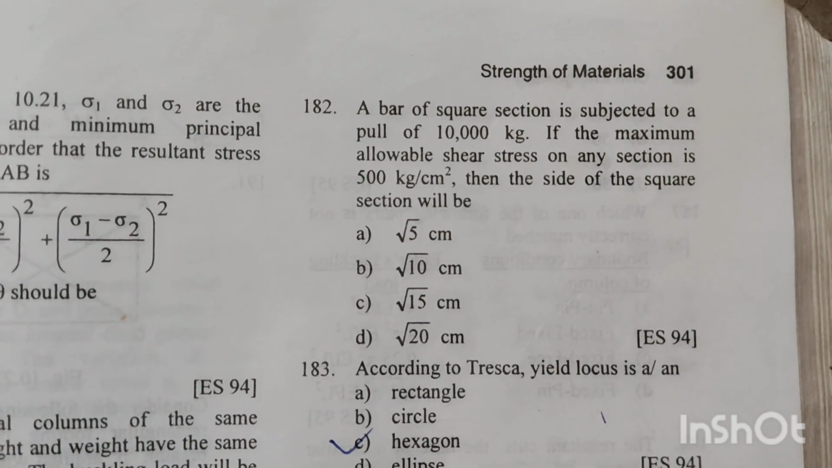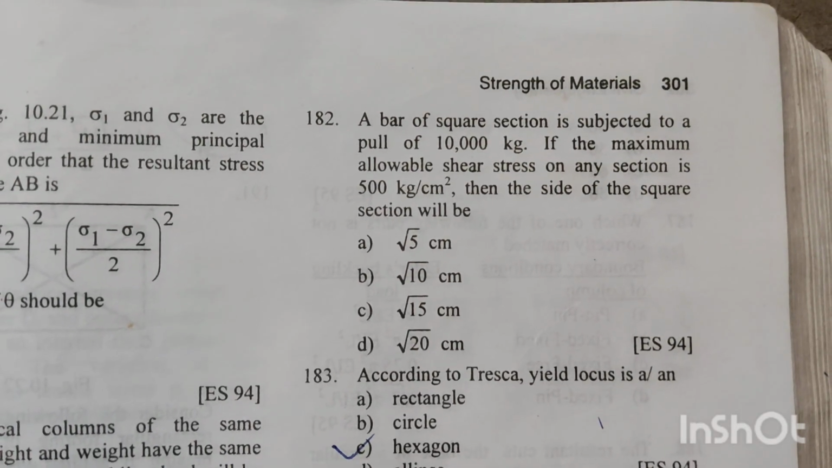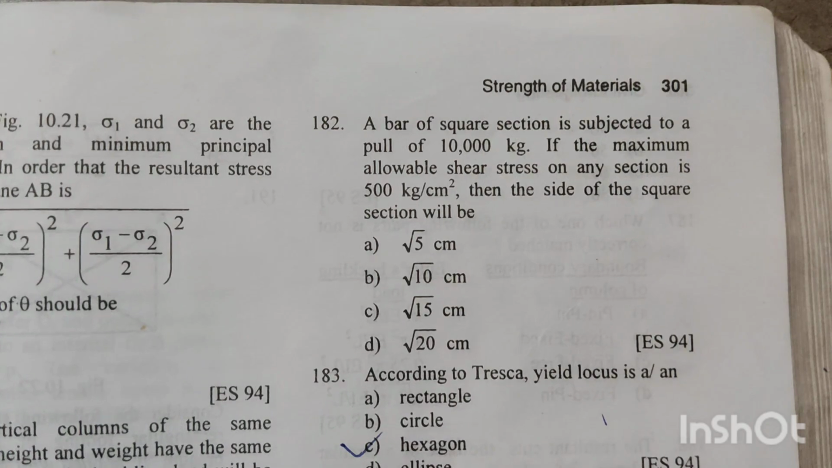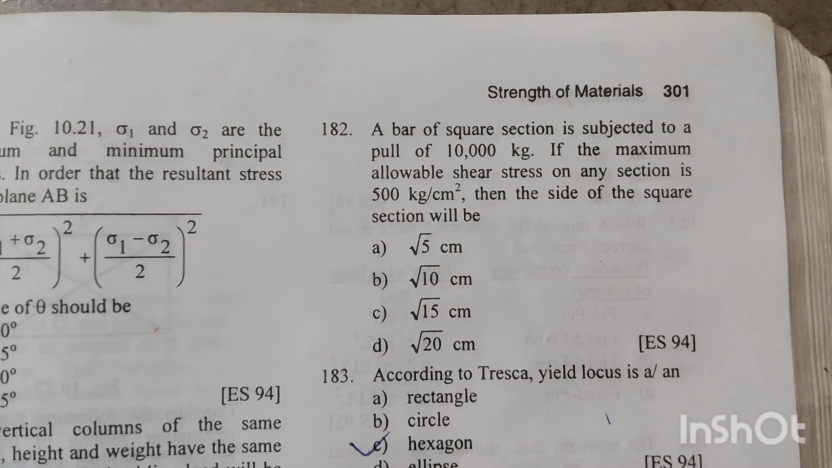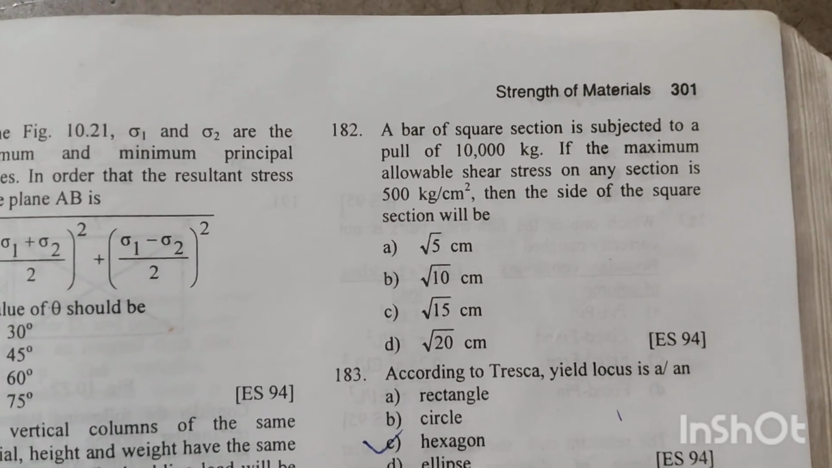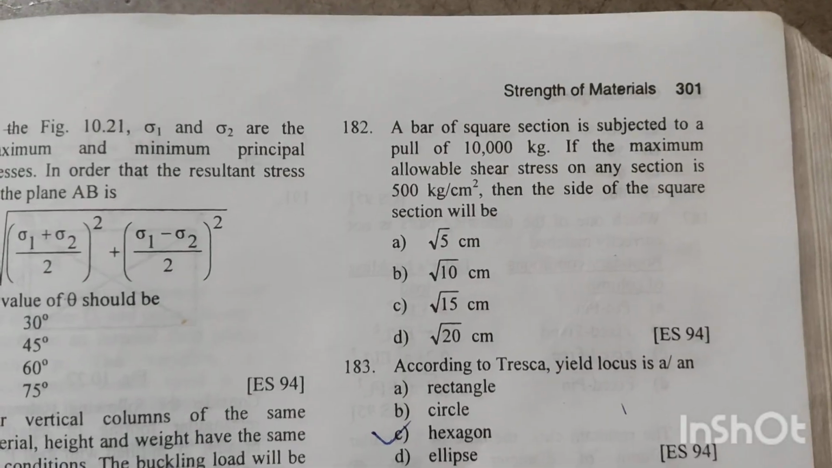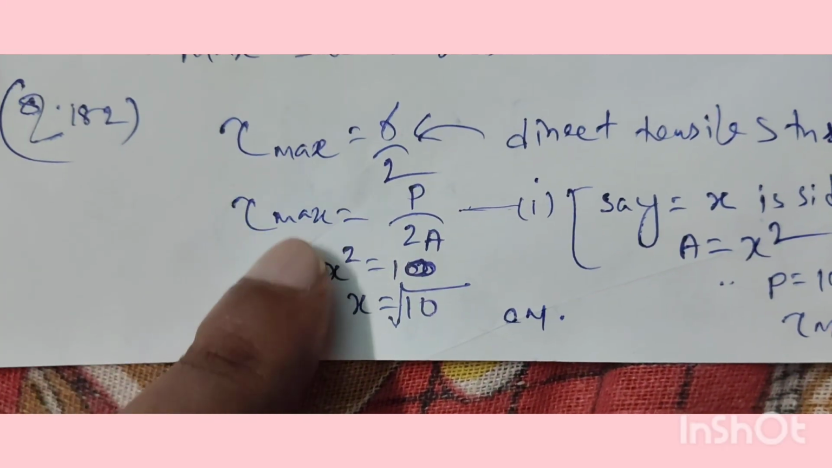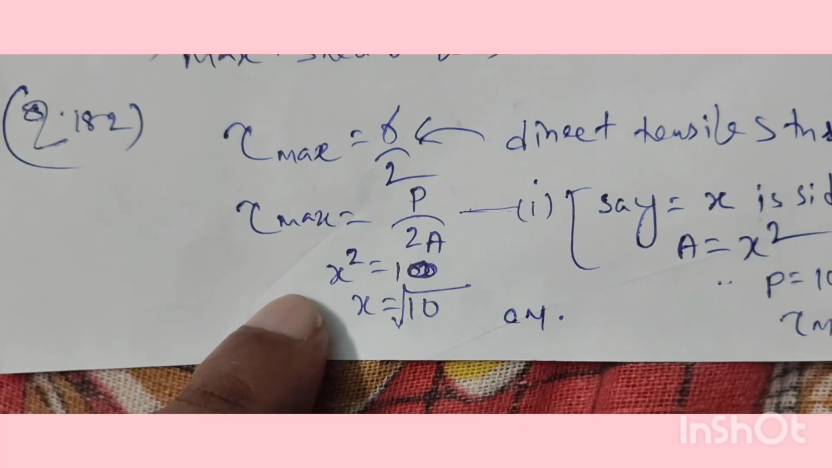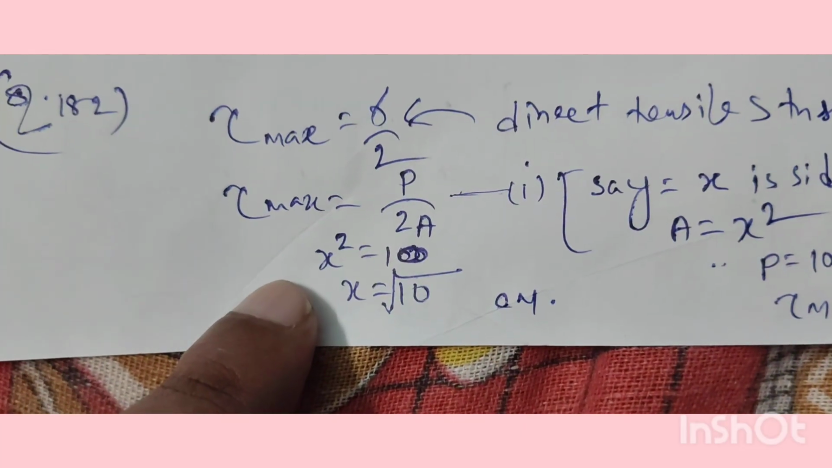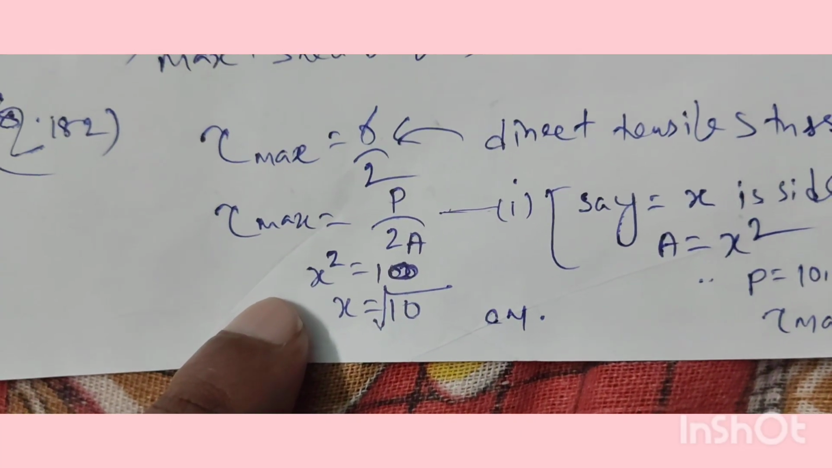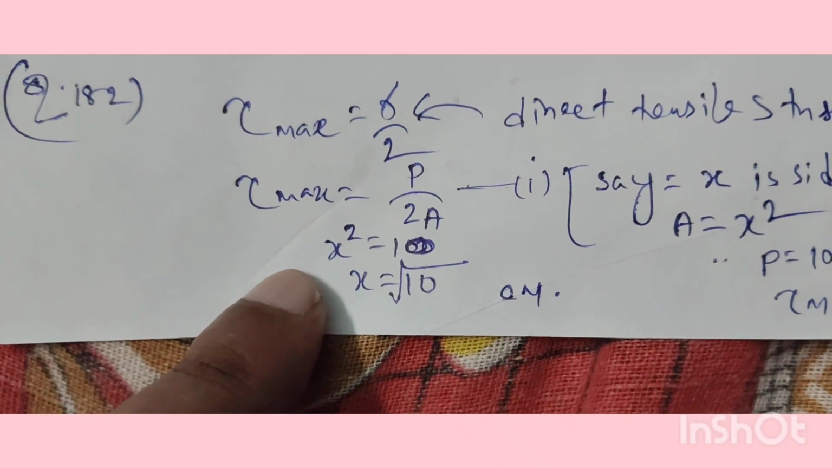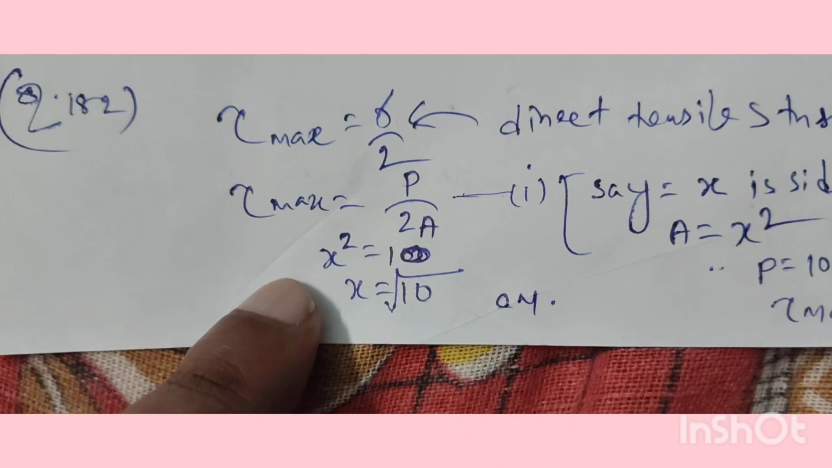Question number 182. A bar of square cross section is subjected to a pull of 10,000 kg. If the maximum allowable shear stress on any section is 500 kg per centimeter square, then the side of the square section will be: maximum shear stress tau max will be equal to sigma by 2. Sigma is the direct tensile stress, which is equal to P by A. P is the actual tensile load and A is the cross sectional area of the bar.